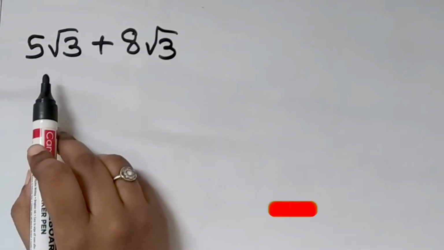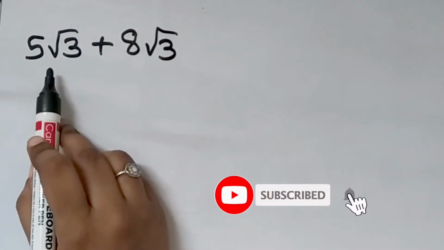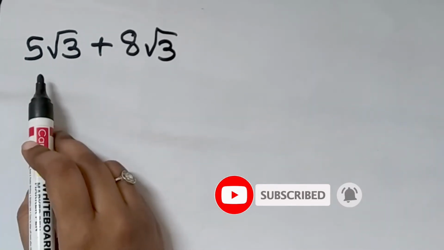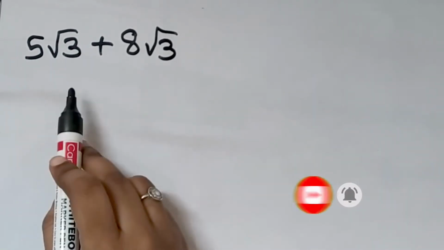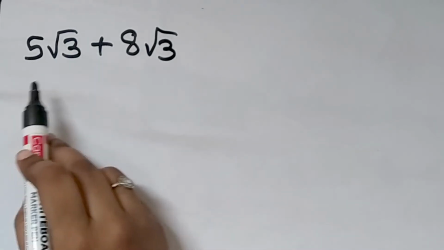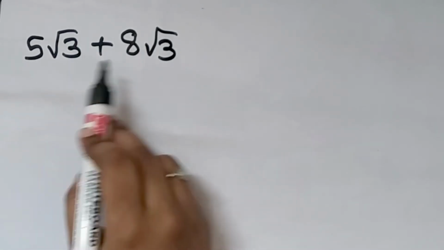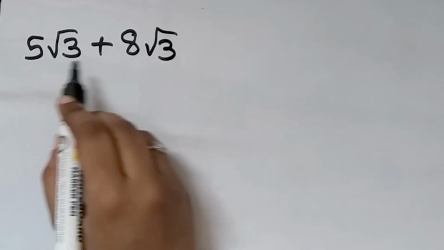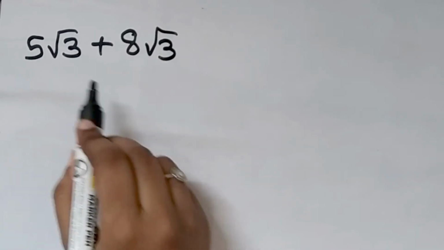Now first we will see addition and subtraction on surds. Remember, we can add and subtract only like surds. Now what is a like surd? We have already seen in the previous video. Always remember, we can add and subtract only the like surds.